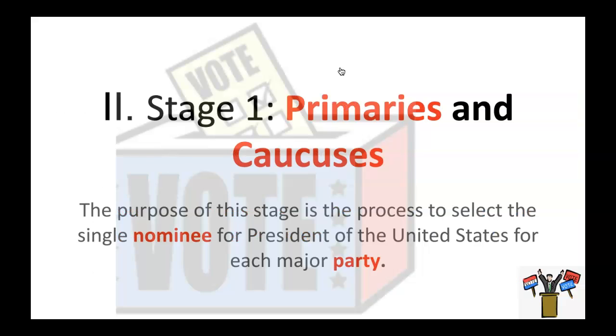So, with primaries and caucuses in mind here for stage one, the purpose of this stage is the process to select a single nominee from a pool of candidates for President of the United States. Now, both parties engage in this process, and in many ways it's really important. Sometimes this process takes a matter of a few months, sometimes it's decided pretty quickly, based off of the way that the electoral results come in, but in many ways, understanding this process helps us pick the best person for our parties to represent us in the future.